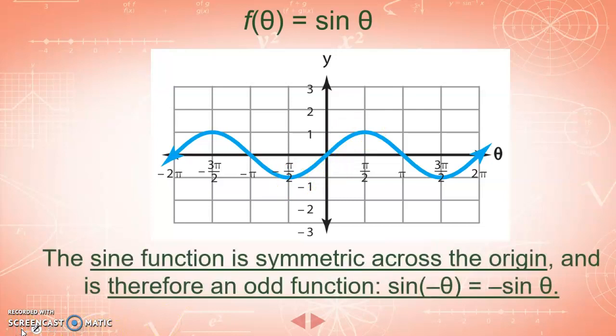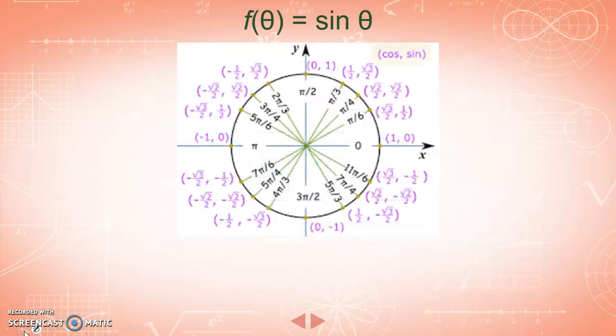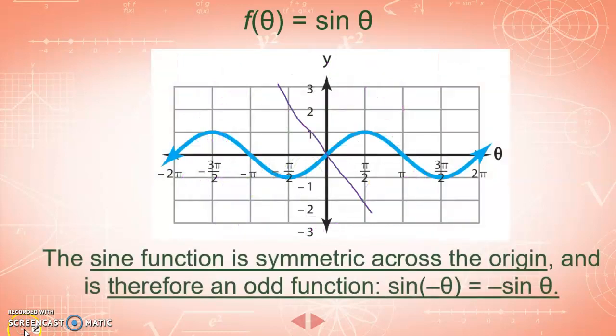Hopefully you realize that the sine function is symmetric across the origin. This is our line of symmetry here across that origin. It's just kind of like this piece is picked up and flipped over the origin. And functions that are symmetric across the origin are odd functions, going back to what we learned about polynomials. Therefore, the sine of negative theta is the same as negative sine theta. Let's take a look at what that looks like on the unit circle. So we said the sine of negative theta is the same as negative sine theta.